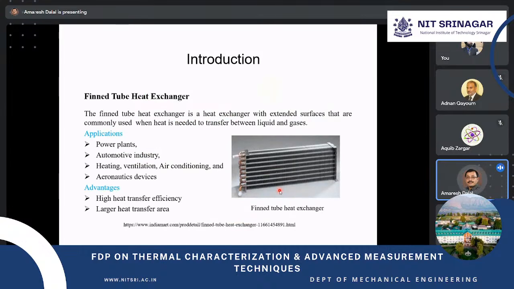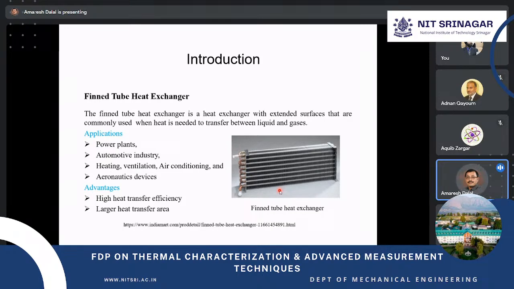So you can see that there are many applications of this kind of heat exchanger: in power plants, the automotive industry, and heating, ventilation, and air conditioning. Even in a motorbike, on the cylinder you have fins, and also in the car radiator. So everywhere you can see heat exchangers. But now, how do we enhance the heat transfer?